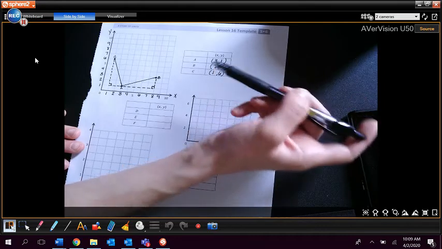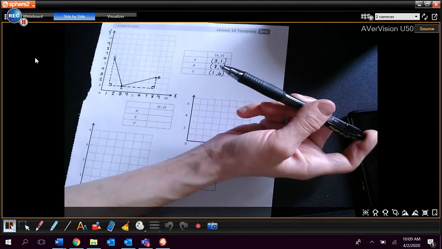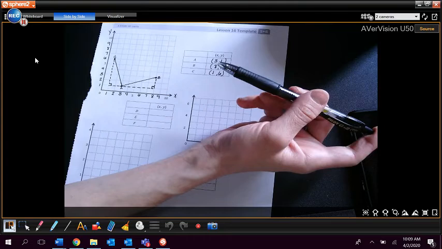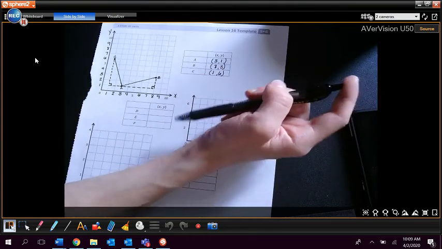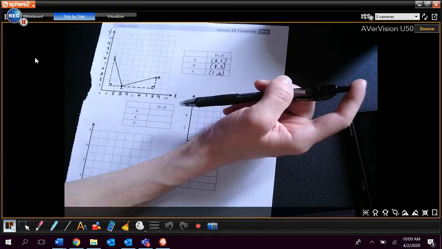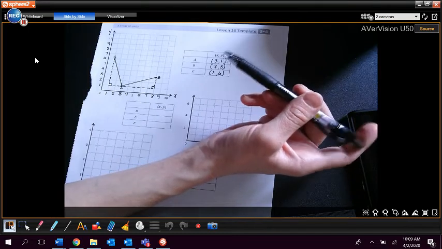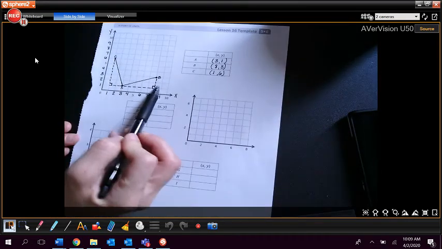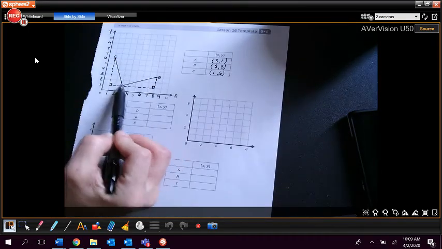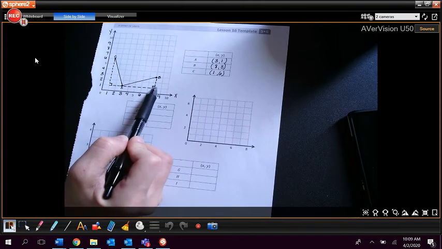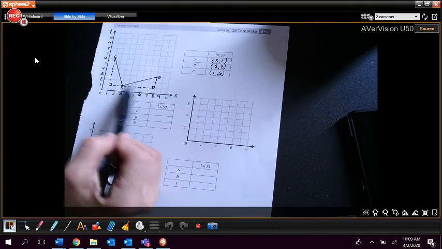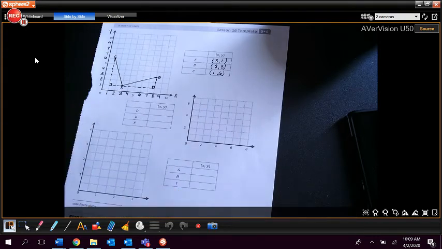And which point has a larger x coordinate? A or B? Yes, B has the larger x because we traveled to the right from point A to point B. We traveled 5 units farther to the right.